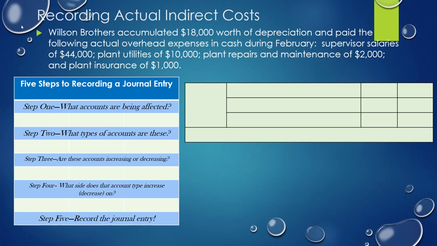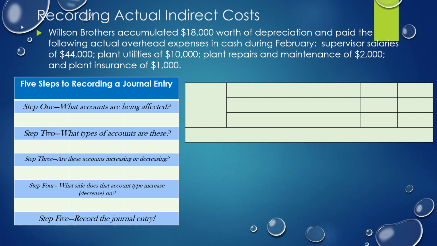And then, like I said, timing is not always the nicest thing. Sometimes you will have indirect costs that occur during the period that you didn't know what the actual amount was going to be until way after you'd sold something before. Well, we still need to account for all those indirect costs when we actually know what they cost. So what actual indirect costs did Wilson Brothers have during this period?